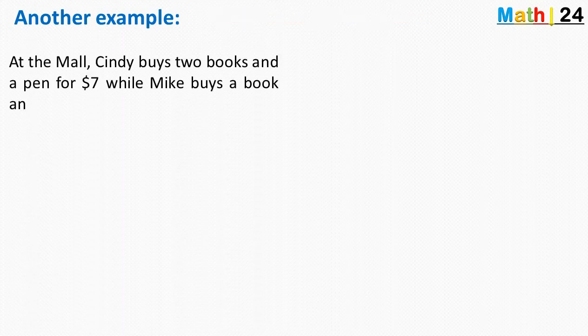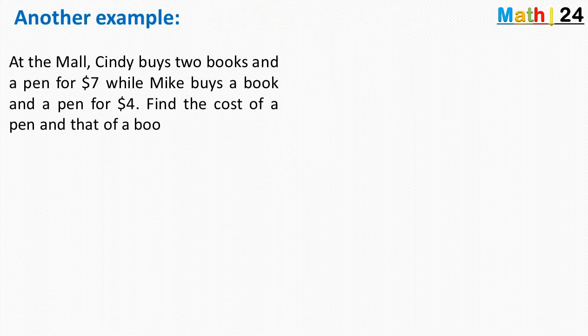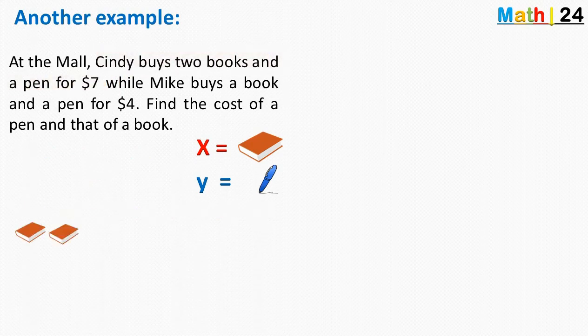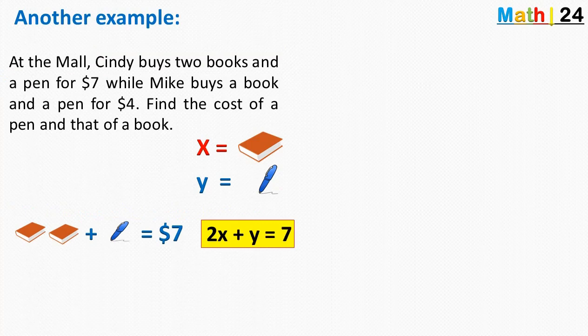Let's take another example. Cindy and Michael go to the mall to buy some stuff. At the mall, Cindy buys 2 books and a pen for $7, while Mike buys a book and a pen for $4. Find the cost of a pen and that of a book. So we define our parameters. Let x be equal to a book and y be equal to a pen. The first part says 2 books and a pen equals $7. That gives us equation 1.